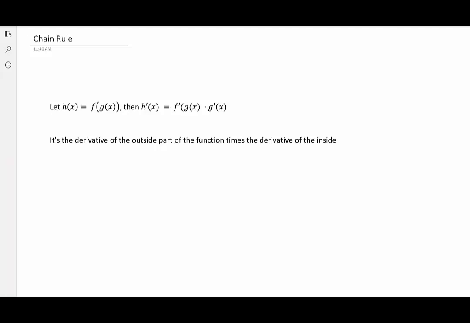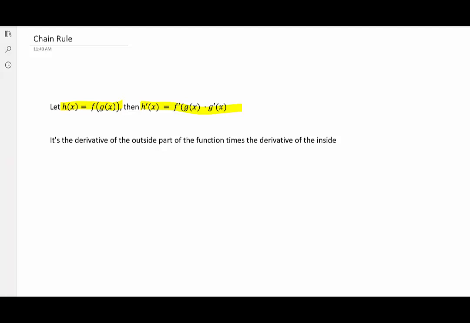What I mean by that is, here's the rule. Let h of x be f of g of x. What that means is that we have a function within a function. And so then it turns out that the derivative of that composed function, f of g of x, is h prime of x equals f prime of g of x times g prime of x. So I get it, it's a lot of variables there.